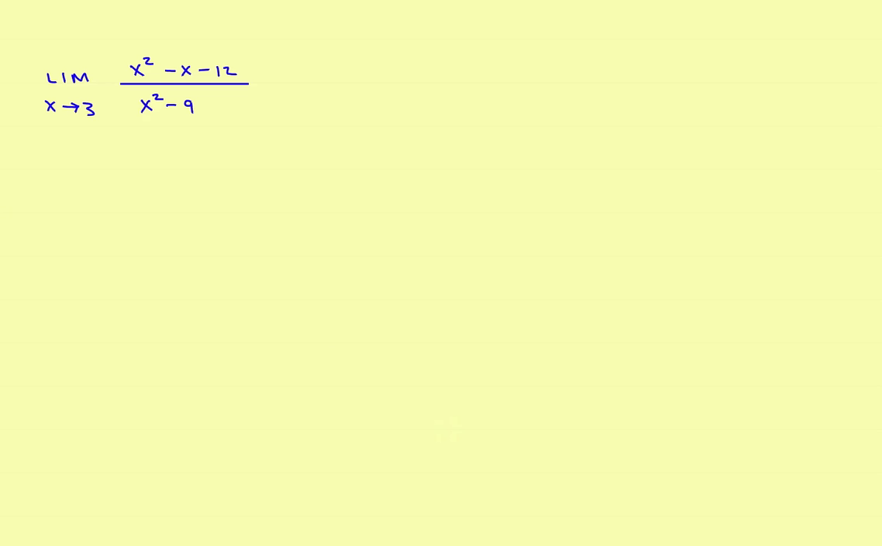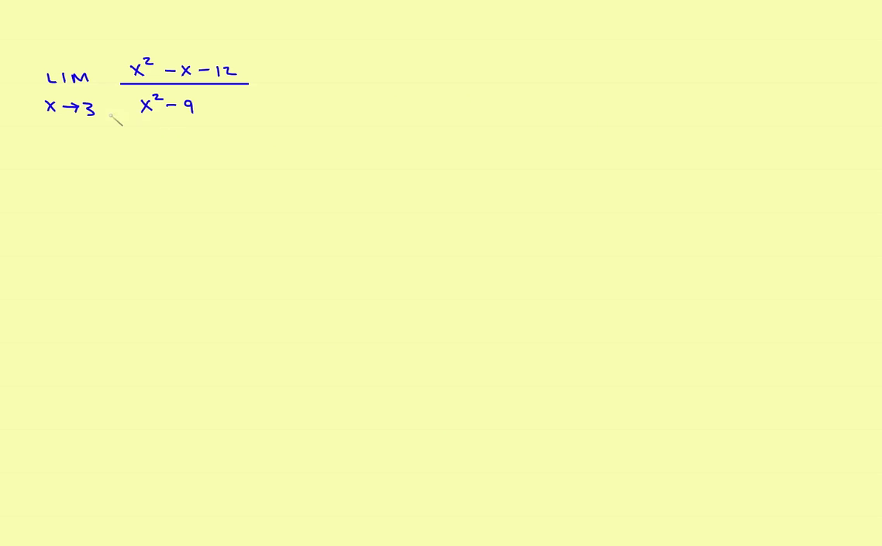Okay, let's take a look at this next problem. Now first of all, in the last problem, you had a hole and an asymptote in the same problem, and the limit existed. In this problem, you'll have a hole and an asymptote, but the limit will not exist. So let's take a look at what this is going to look like.